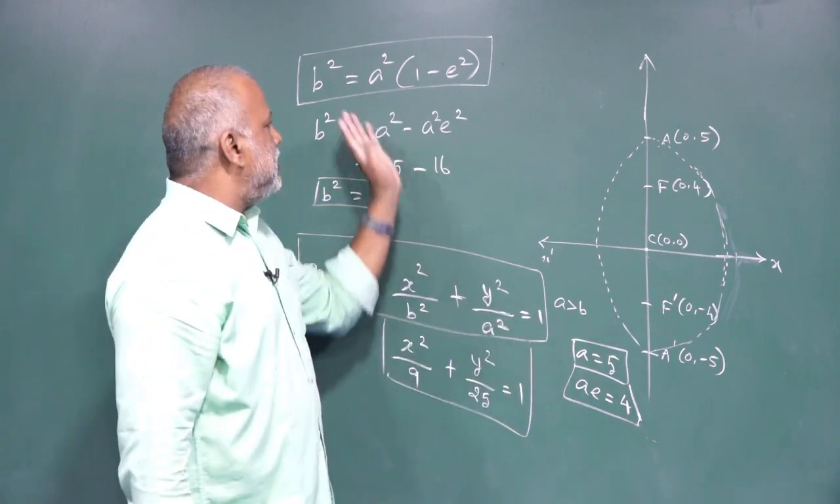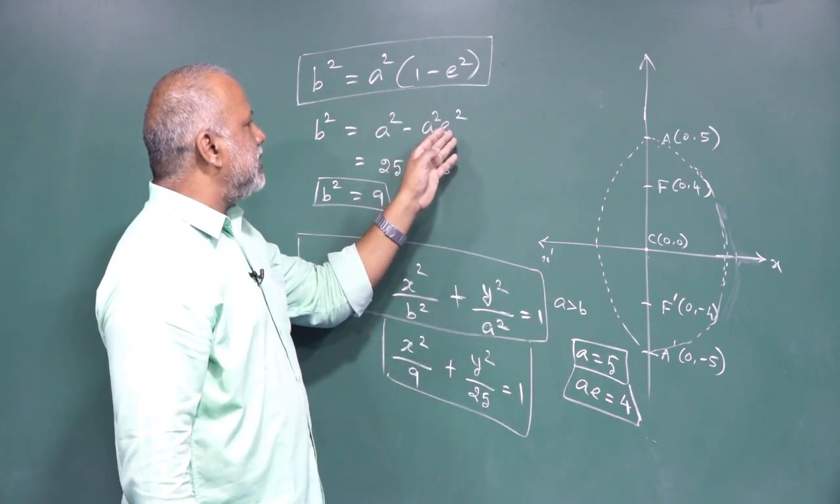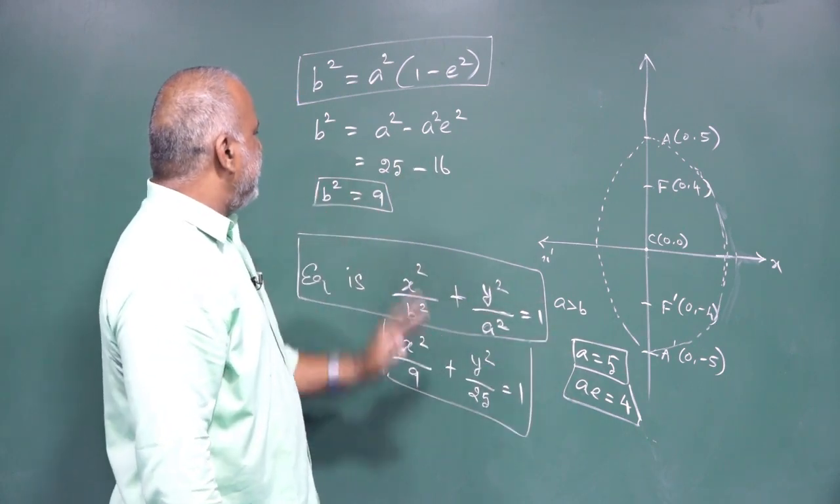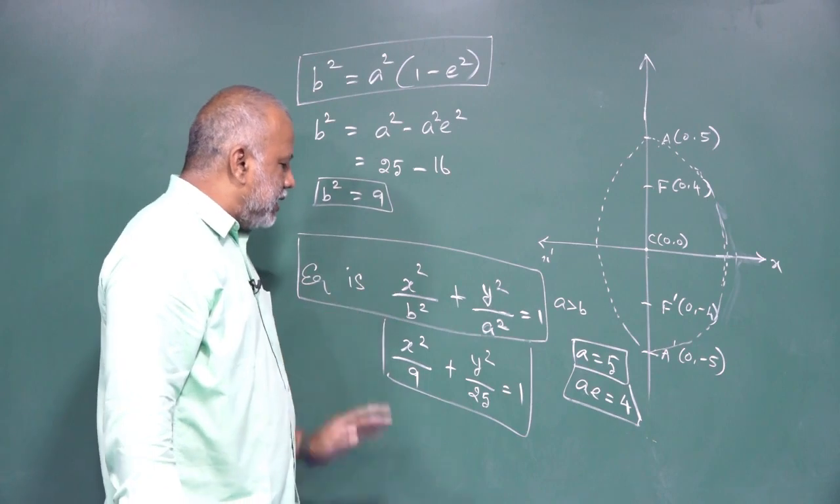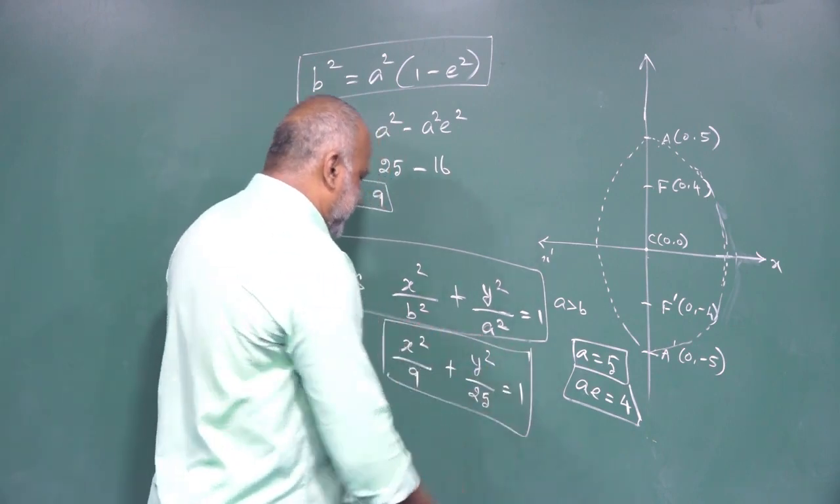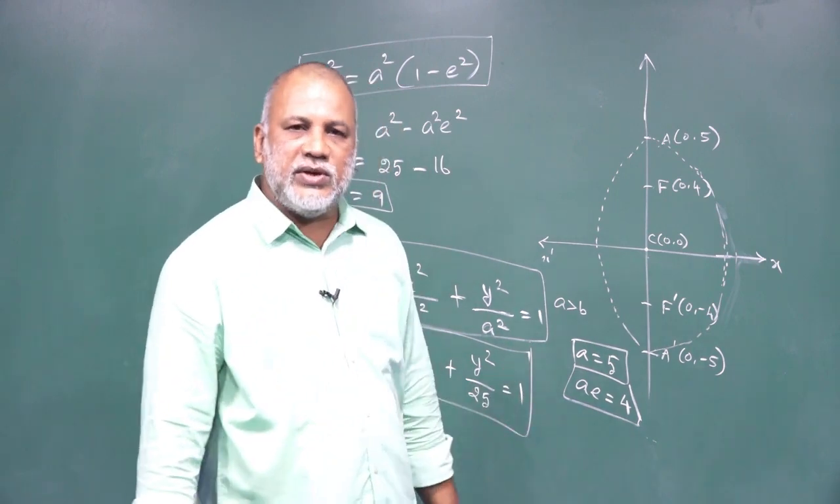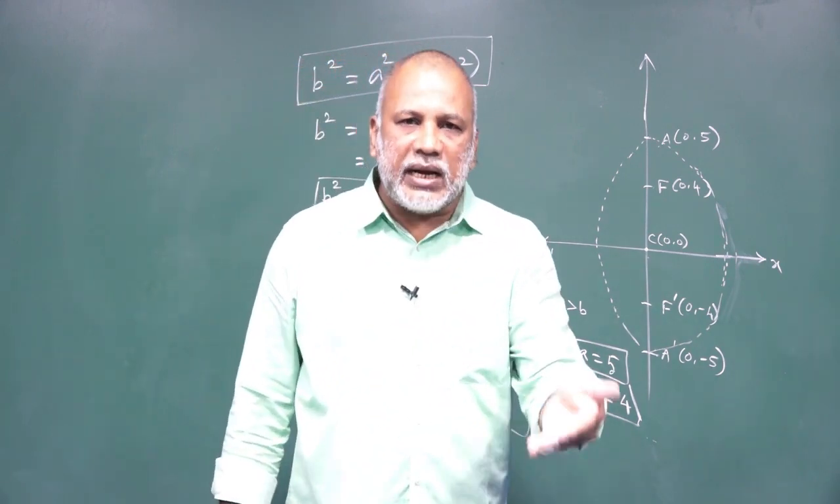e is not given. Just open this bracket: a squared minus a squared e squared. a squared is here 25. ae is 4. 4 squared means 16. Then find out b squared equal to 9. After that, work out the equation of the ellipse. x squared by 9 plus y squared by 25 equal to 1. This is the general equation of the required ellipse.